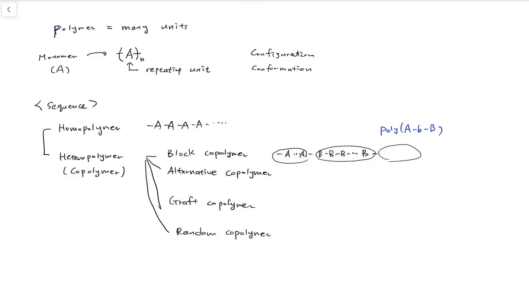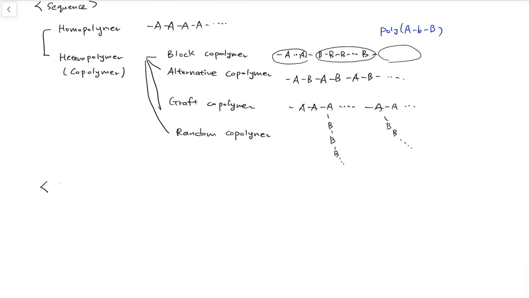Alternative copolymer, as the name indicates, the repeating units are arranged in an alternative fashion, A, B, something like that. Graft copolymer is, we have a linear polymer, and there is some branch of another polymer unit, something like this. Okay, and random copolymer is just a random arrangement of different repeating units. Okay, these are the categories of polymers based on the sequence.